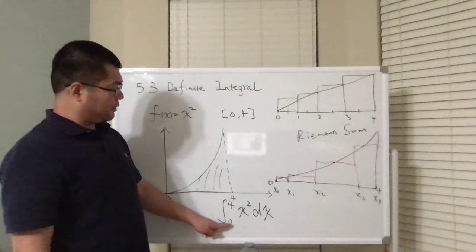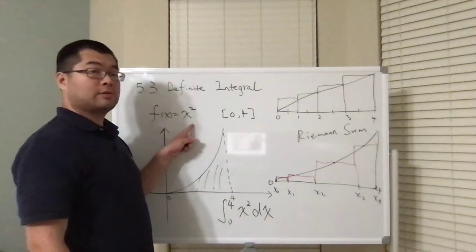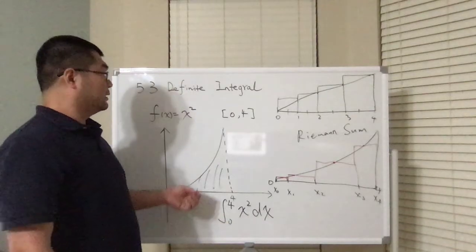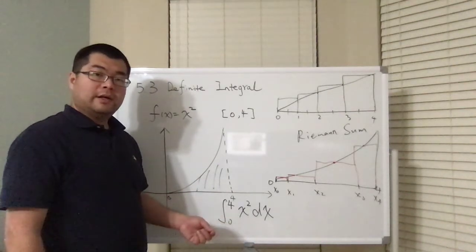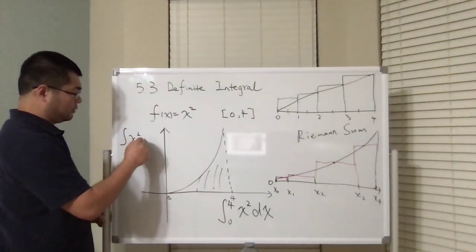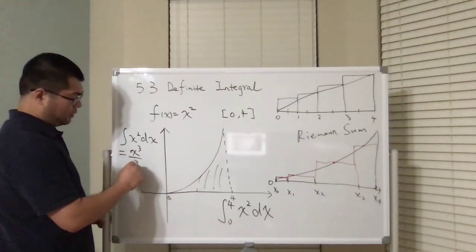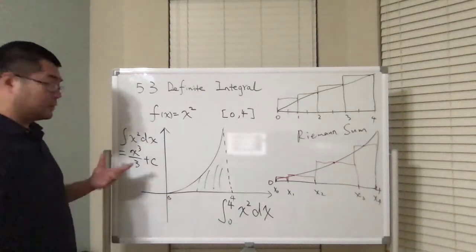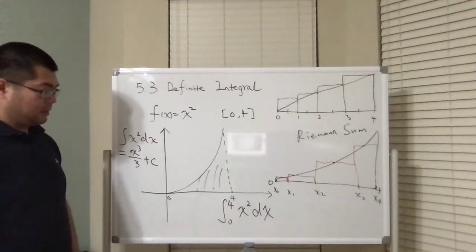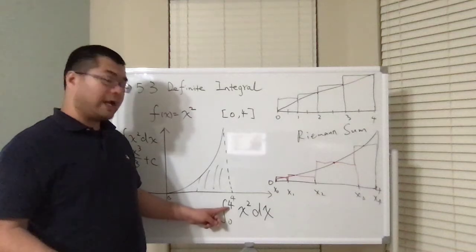It starts from 0 and goes to 4, and x squared is the corresponding function; we take the integration with respect to x. This is called the definite integral. The indefinite integral, we know, we introduced in 4.8: the integral of x squared dx is x cubed over 3 plus an arbitrary constant. This is called the indefinite integral because there is no starting and ending index. But the definite integral has a starting index and also an end index.